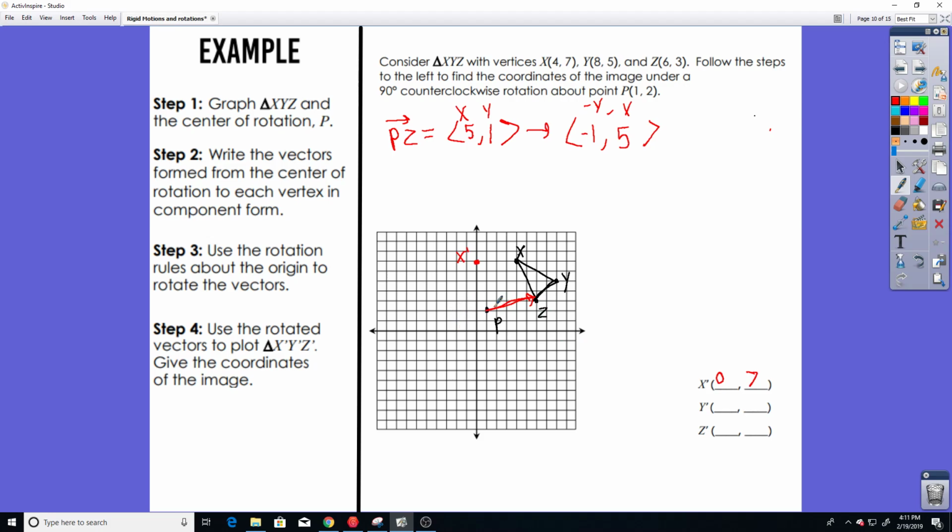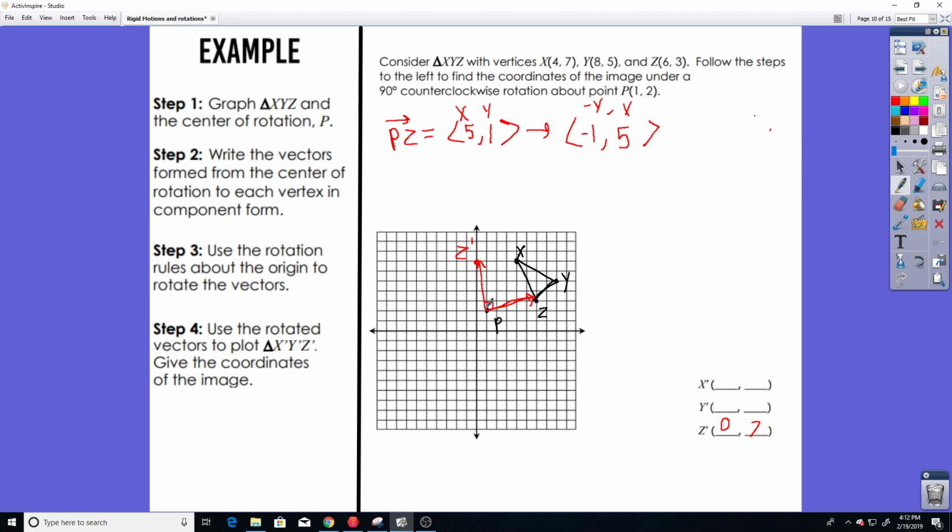And if I were to draw a line from P to X prime, you would notice first of all that I labeled it incorrectly, and it should be Z prime instead of X prime. And this should be (0, 7) instead of X prime. And your line should be making somewhat of a 90-degree angle. Mine is a little off just because my handwriting is a little weird, so that's not a problem.